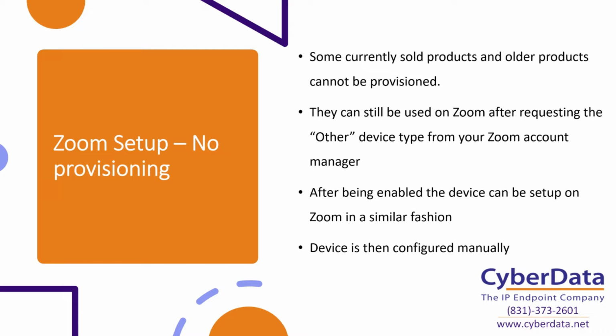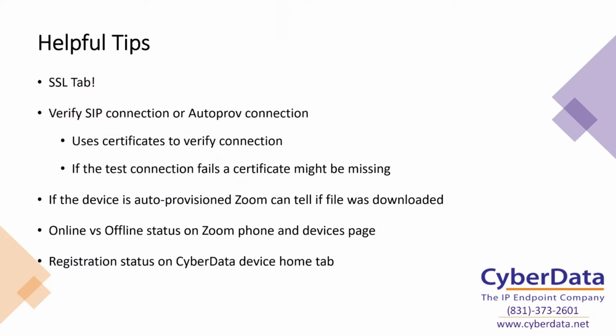But after you get that enabled, you're going to do the same style of configuration of the device where you're going to create that common area profile. You're going to set up all of the different things for that particular extension, and then you're just going to manually configure the device. And we've still got all of our documents that go through that process. So if you're unsure on how to do that, we've still got all of our documentation that'll walk through that manual configuration process.